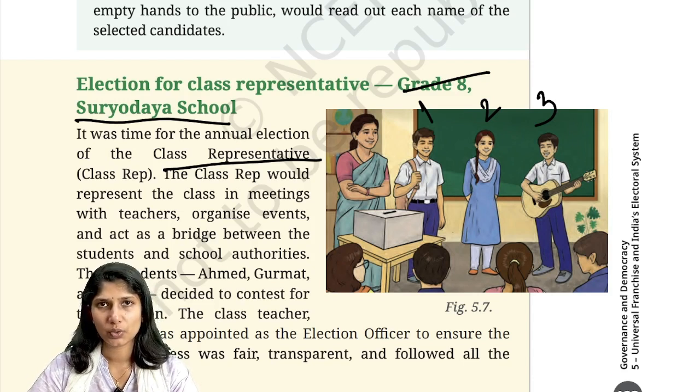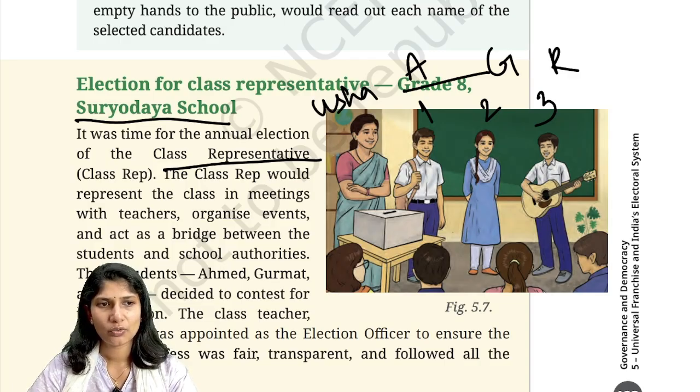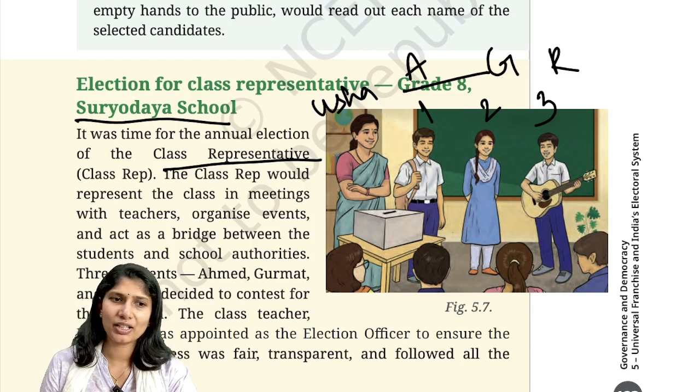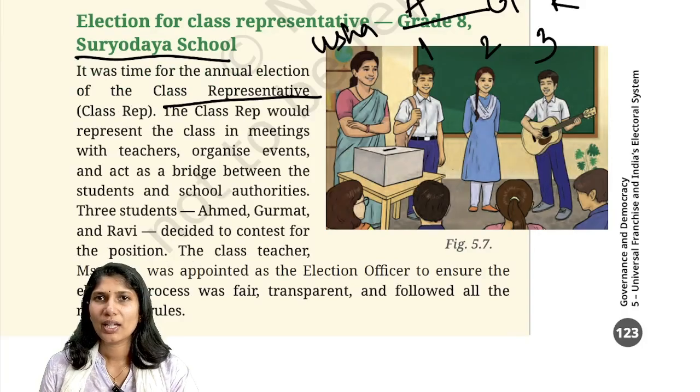So the three students who are contesting here for elections are Ahmed, Gurmat and Ravi. These three. So the class teacher appointed Miss Usha. She appointed an election officer to make sure whatever elections will happen will be in a free, fair and transparent manner. So now we have this background.